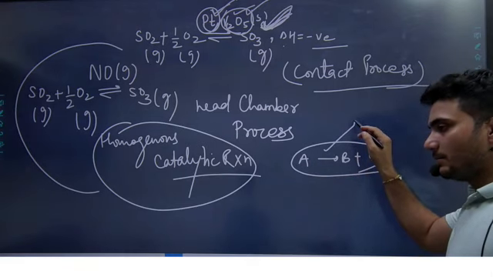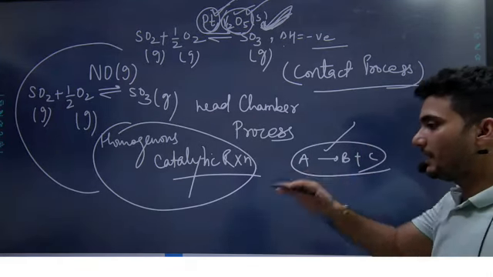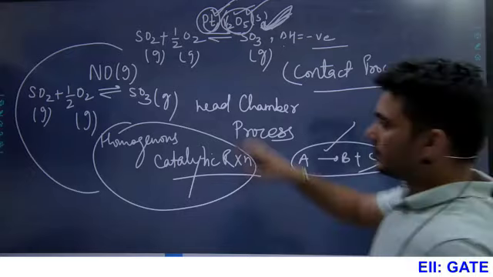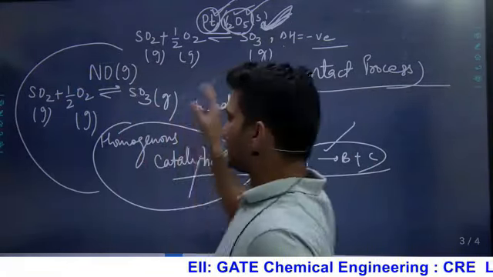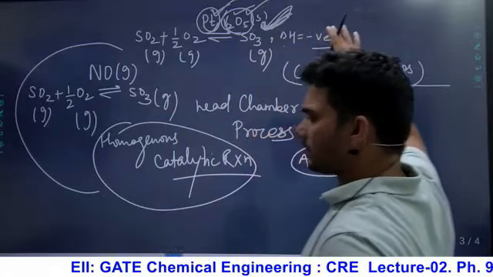Contact process, lead chamber process, both are used in the production of sulfuric acid, but currently we prefer, or we are using, the contact process.